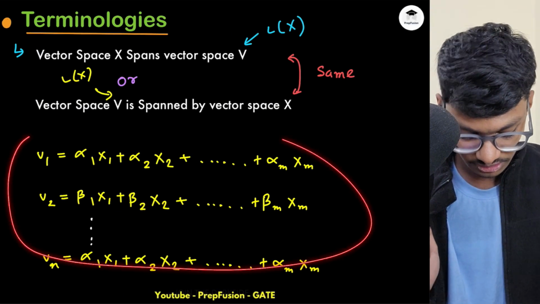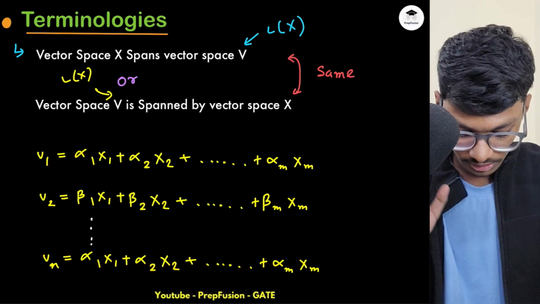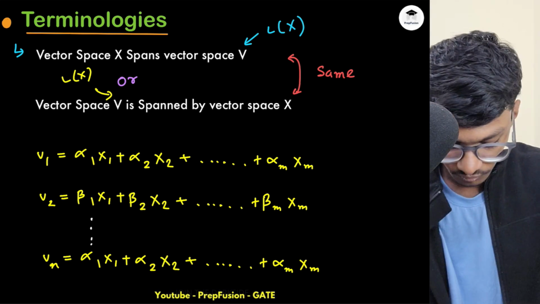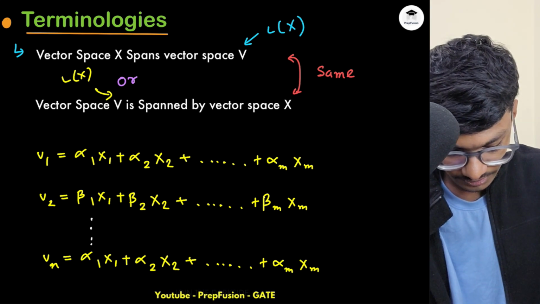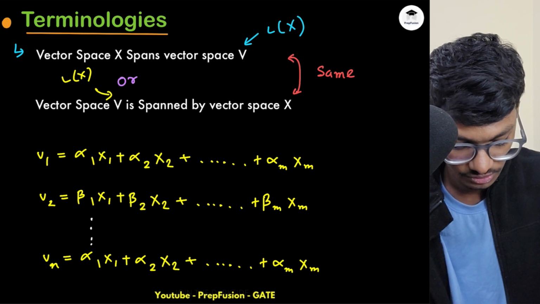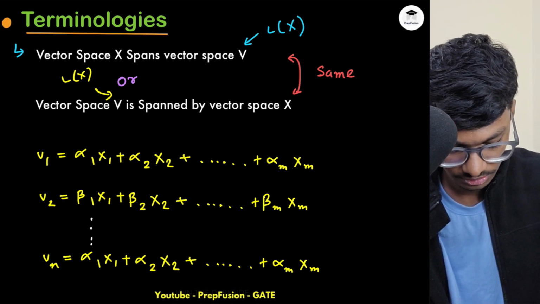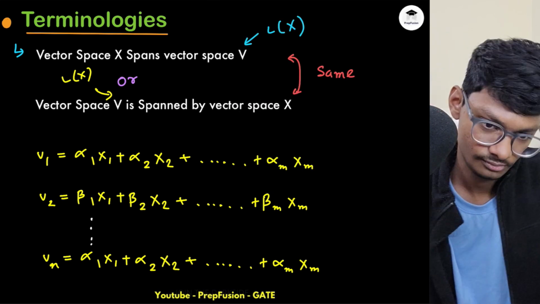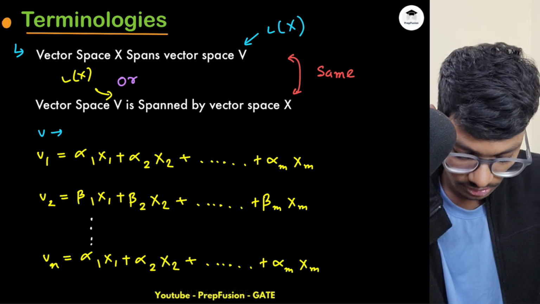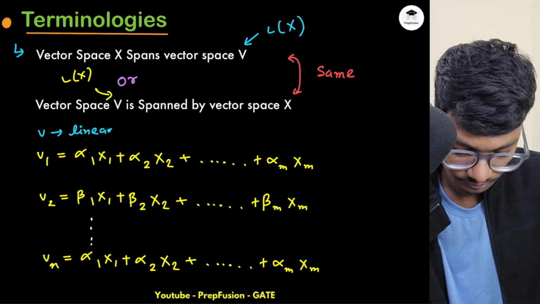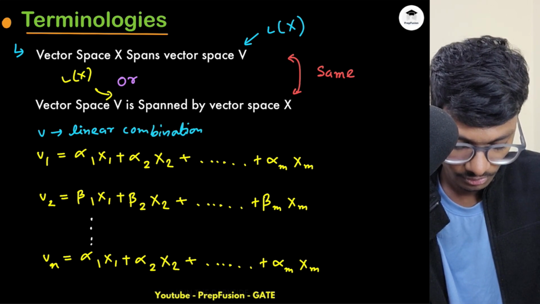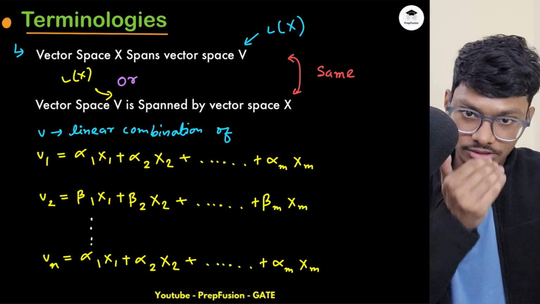Now this was the first case I wanted to explain to you. Now I can write V as a linear combination of all vectors of X. So what does V represent over here? Let me just represent that. V, basically, we can write as a linear combination of all vectors of X.